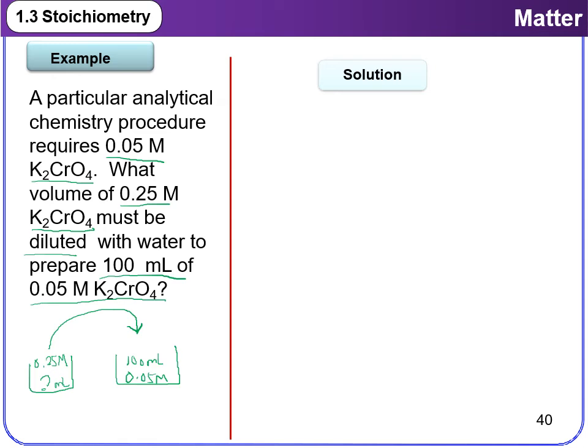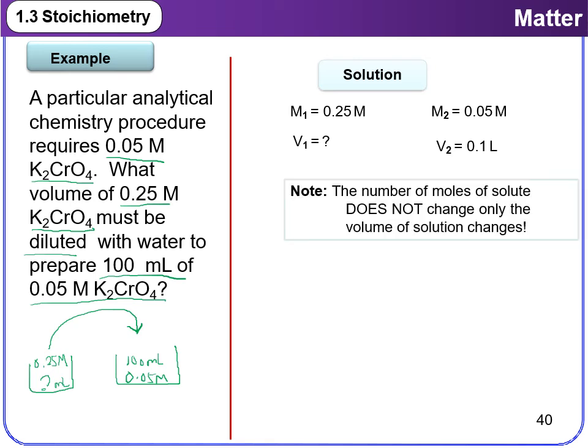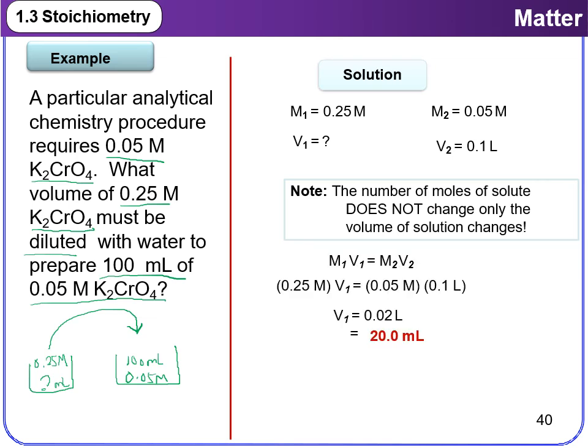Okay, so from here it is very obvious. M1 equals 0.25 molar, V1 we have no idea, M2 is 0.05 molar, and the volume after dilution is 0.1 liter. We always use the unit of liter, so you can convert directly. Do keep in mind that the number of moles of solute does not change. Only the volume of the solution changes when dilution is carried out. So that's why we are going to use the formula M1V1 equals M2V2.